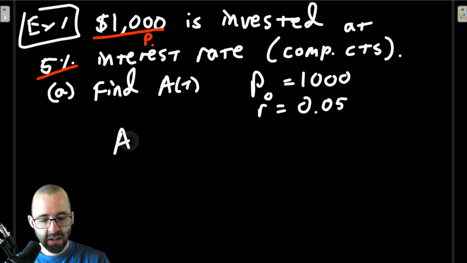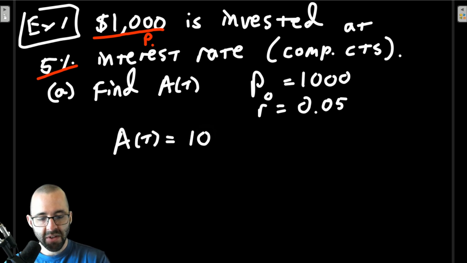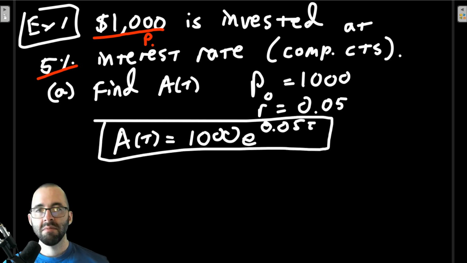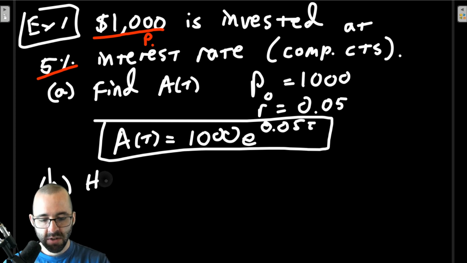So A of t is just P naught, which we said was 1,000, times e to the R, which we said was 0.05, times t. That is the amount that's going to be in your account after t years. All right? And yeah, that's it.